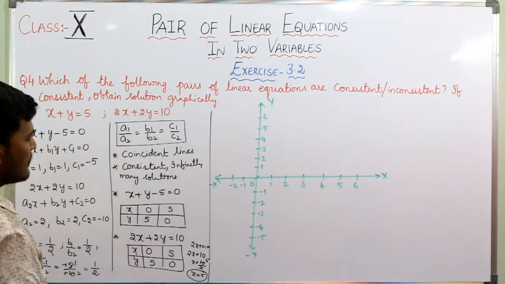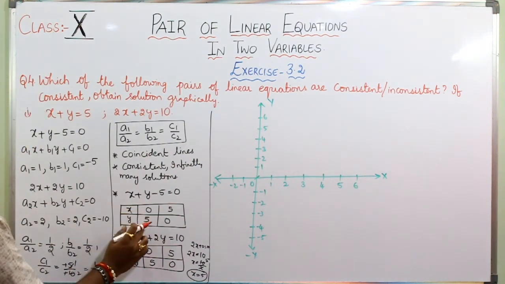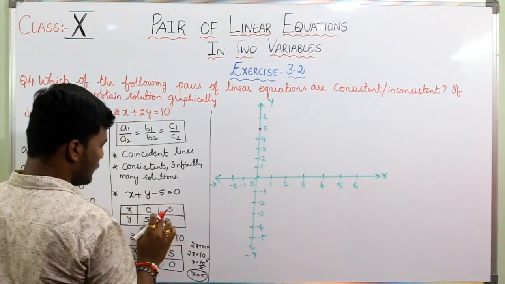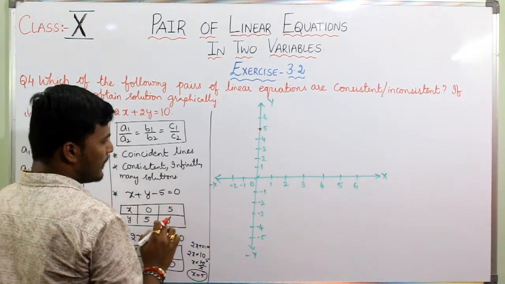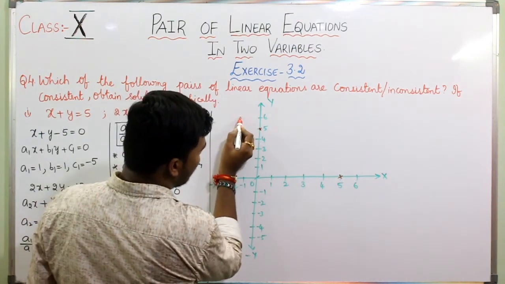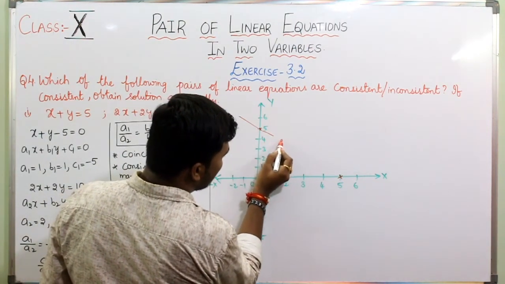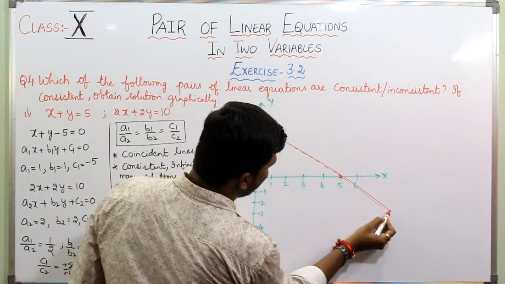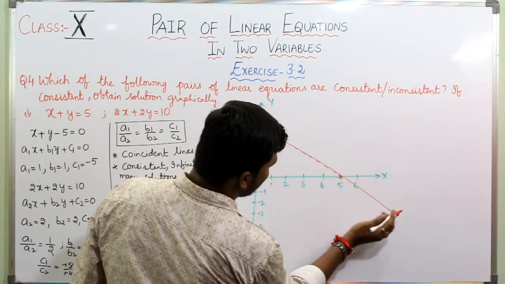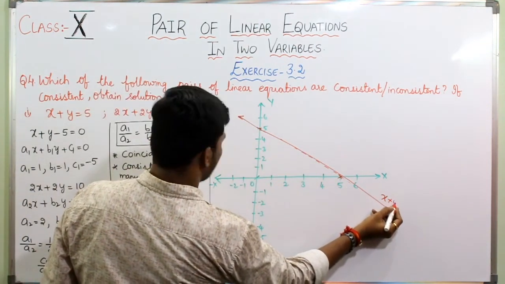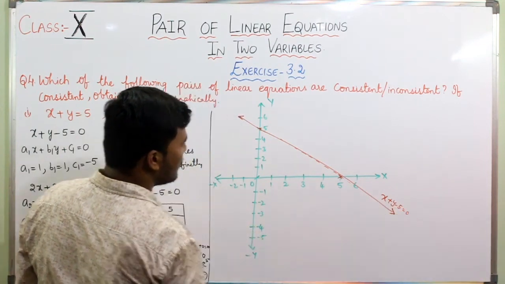The first point is x is 0, y is 5. And the second point is x is 5, y is 0. So this is the first point. Join using a ruler, and you will get a straight line. So this is the line for the first equation, that is x plus y minus 5 is equal to 0.